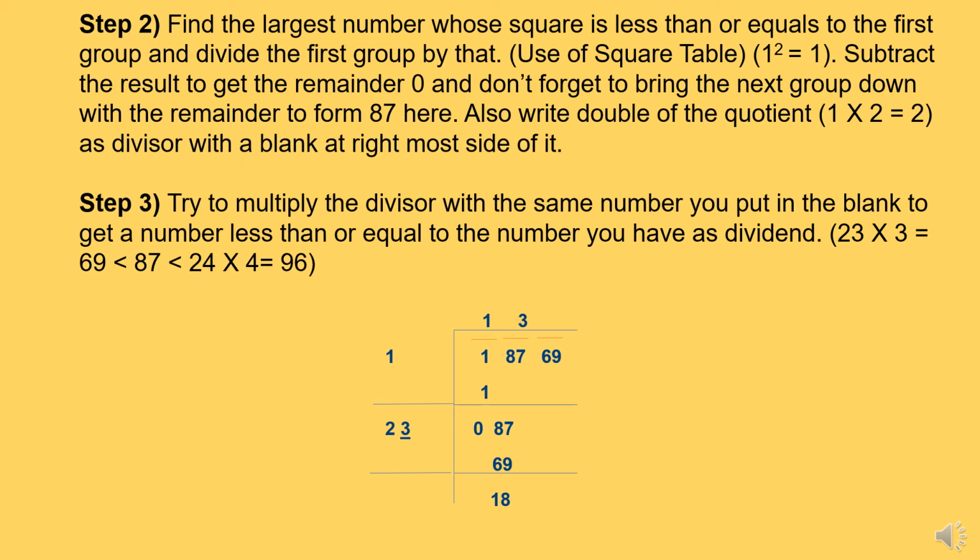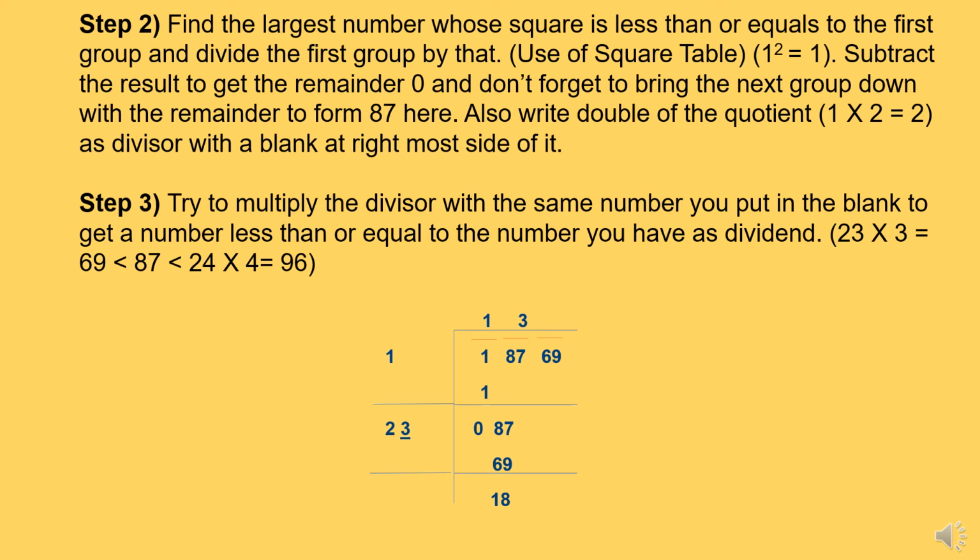Remember, we have to double the quotient. In the quotient, number 1 is there. 1 twos are 2. And do not forget to put a blank to the rightmost side of that number. So we will write 2 and blank. Am I right? Getting the point?